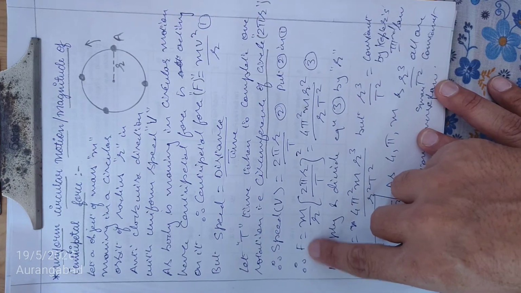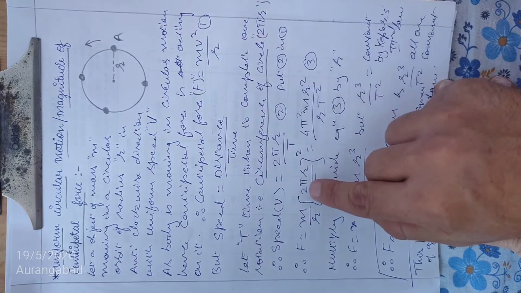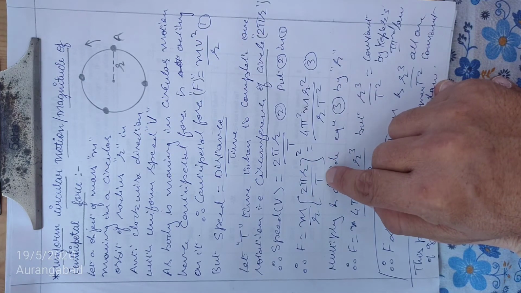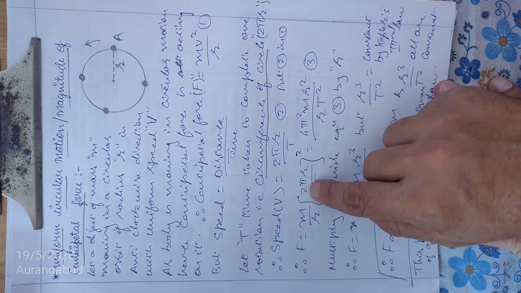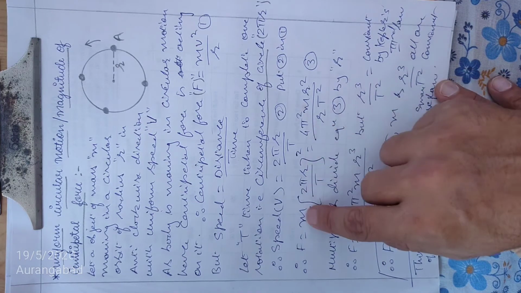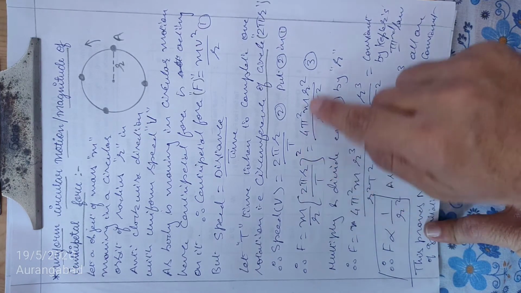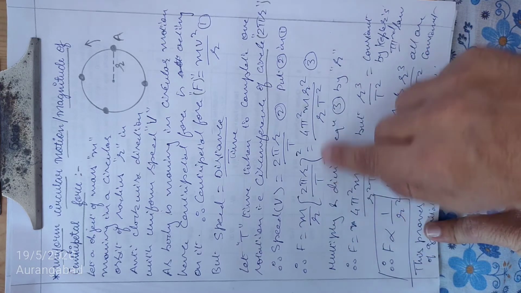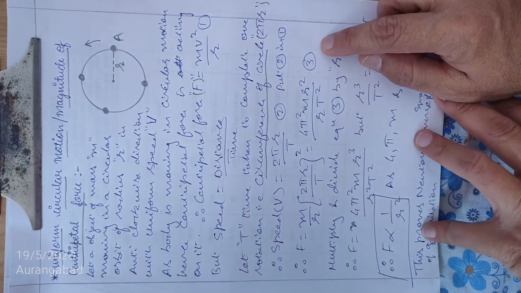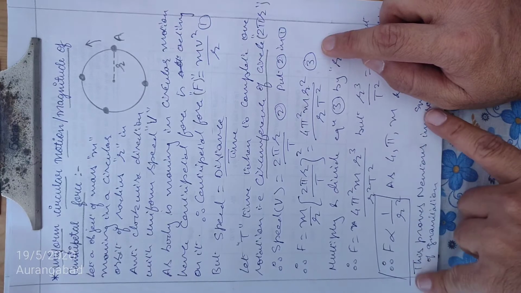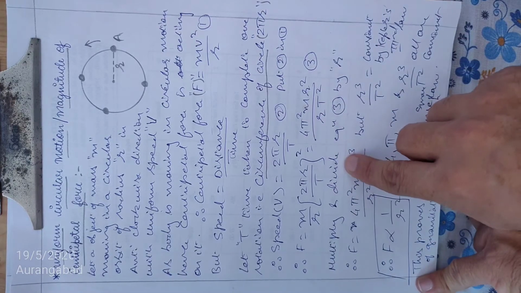So what we get? F is equal to m upon r. Instead of v square, 2 pi r upon T whole square. Squaring, so 2 square is 4 pi square, m r square, and this r into T square. This is equation 3.